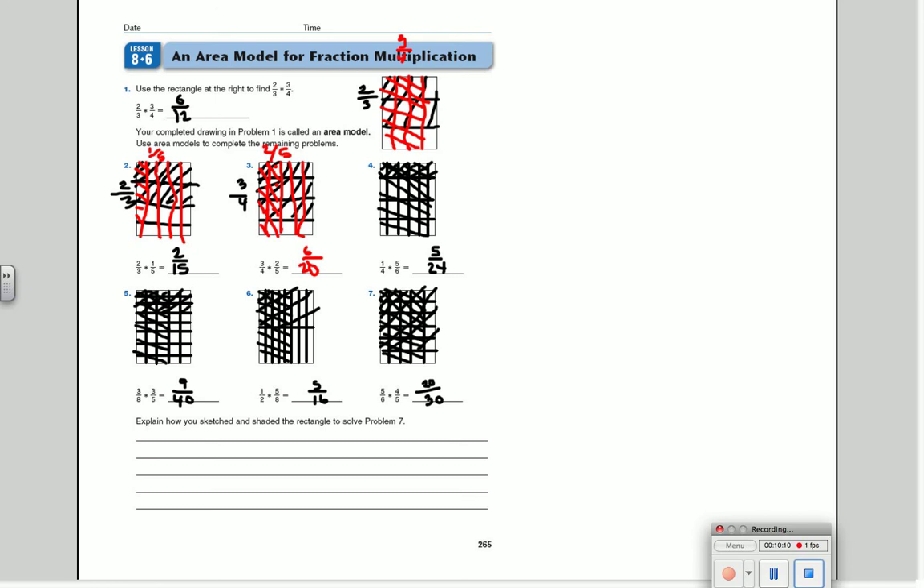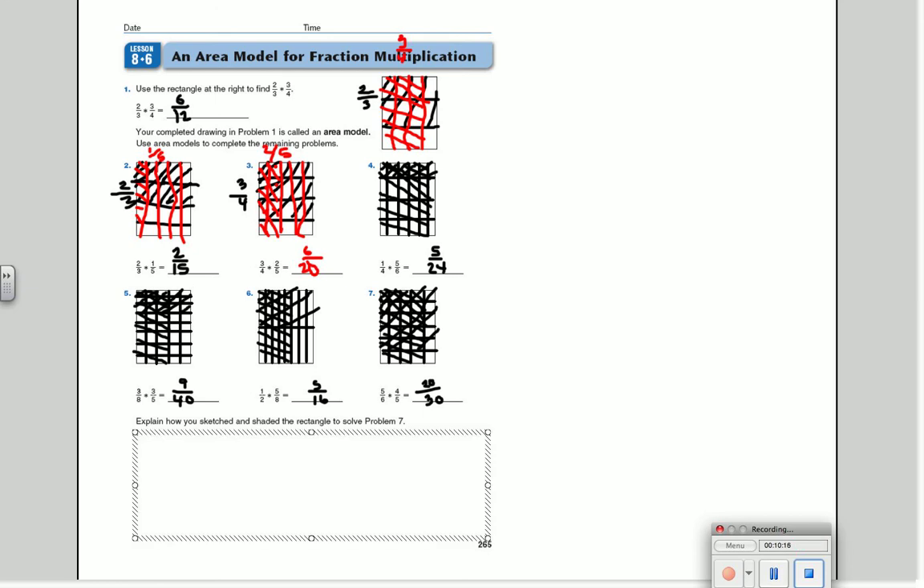Last question, explain how you sketched and shaded the rectangle to solve problem 7. So, I'm going to see if I can type. Okay, well, we'll see if this works. This was challenging, to say the least. Okay, so explain how you sketched and shaded the rectangle to solve problem 7.